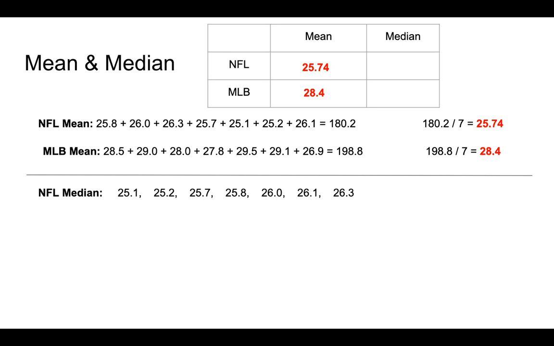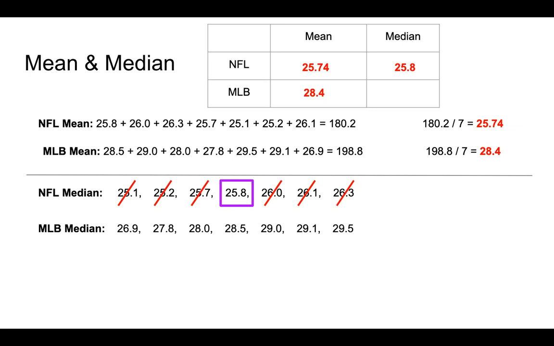For the median, I reordered the NFL ages from least to greatest. Notice how it is in different order than the mean. The order does not matter for the mean, but it does for the median. If we cross off 25.1 and 26.3, then 25.2 and 26.1, 25.7 and 26.0, we get a median age of NFL players of 25.8.